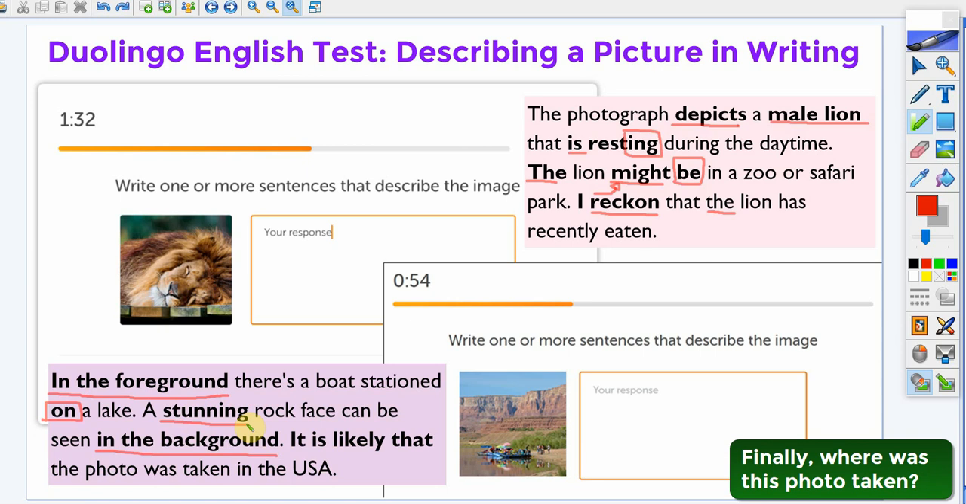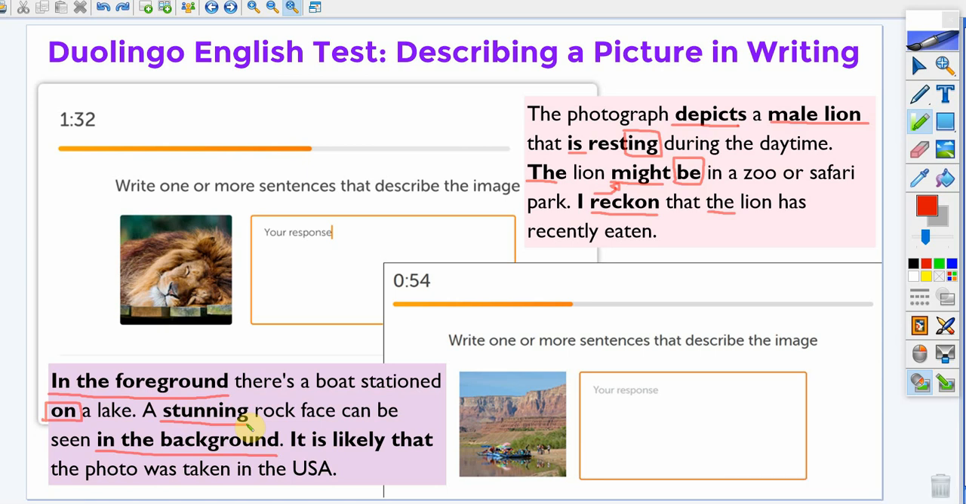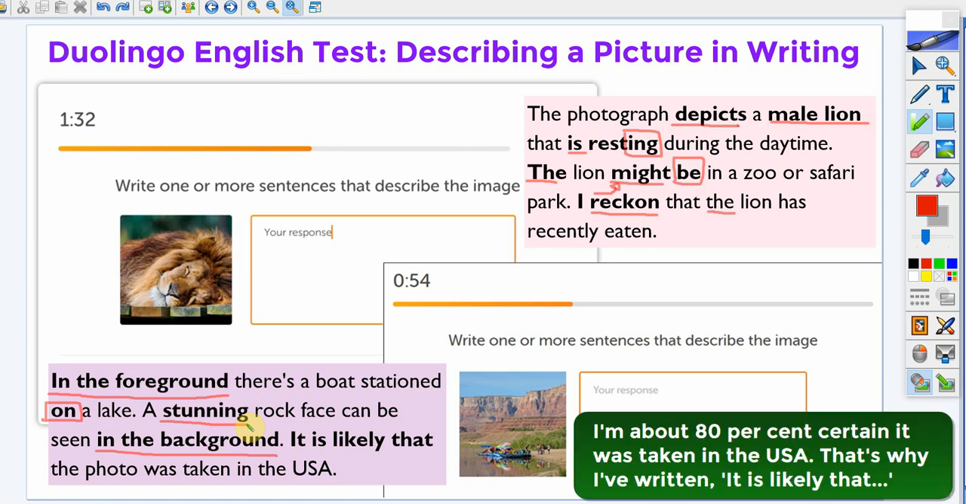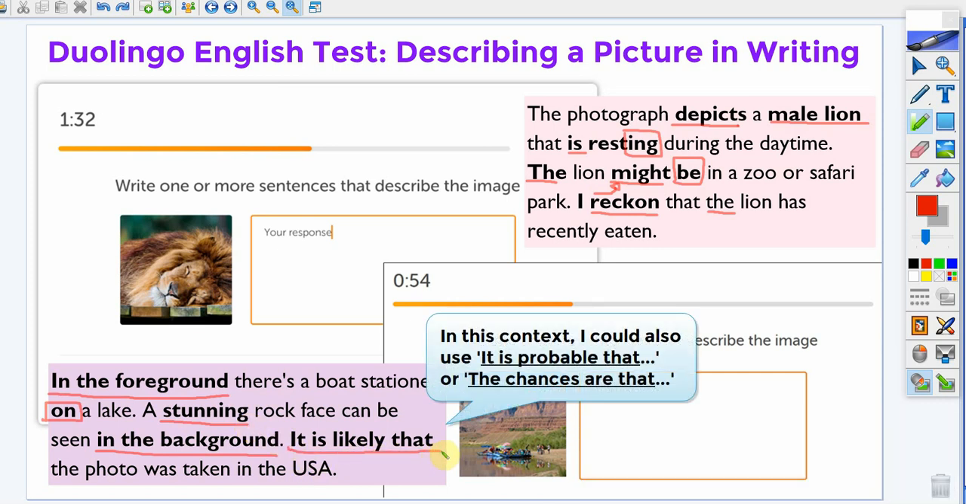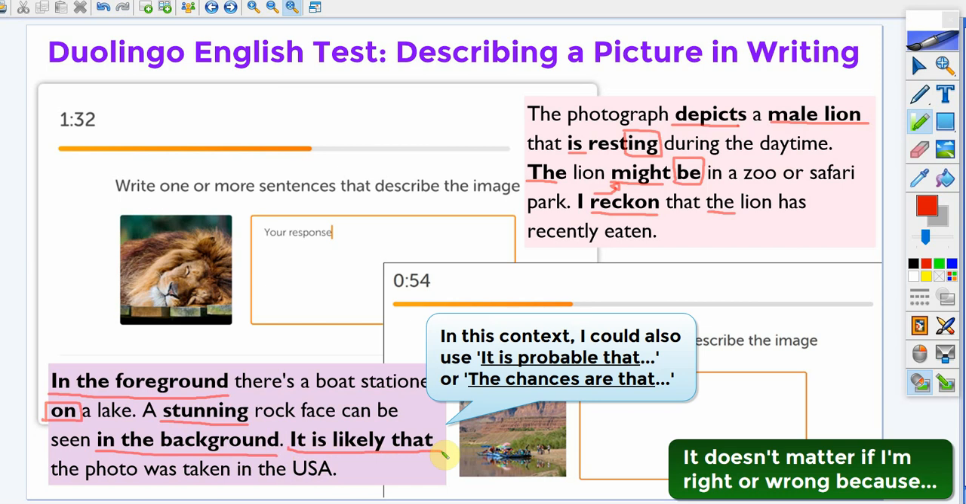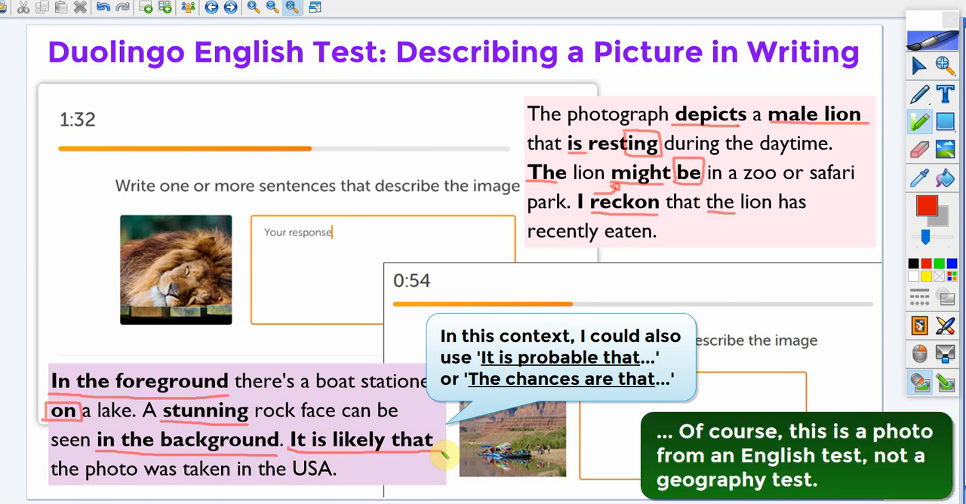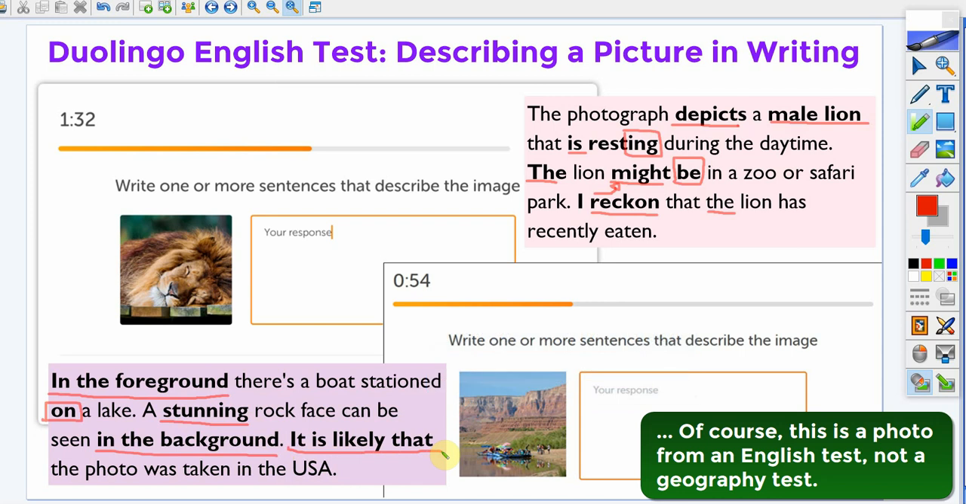Finally, where was this photo taken? I'm about 80% certain it was taken in the USA. That's why I've written it is likely that. It doesn't matter if I'm right or wrong because, of course, this is a photo from an English test, not a geography test.